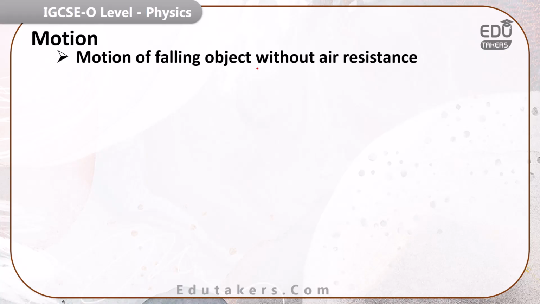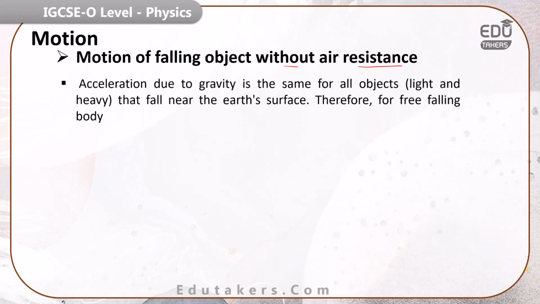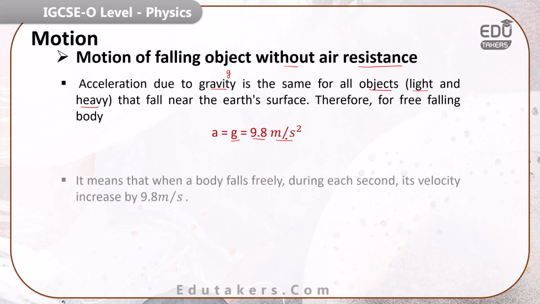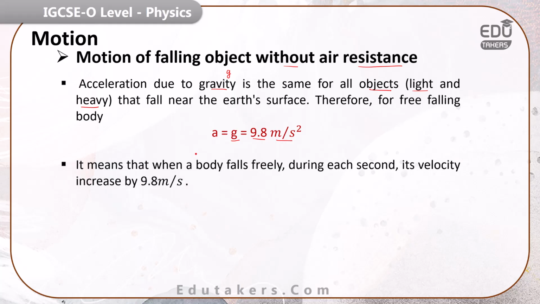Next is the motion of falling object without air resistance. We have to explain it. Acceleration due to gravity means that the gravitational acceleration or free fall acceleration is the same for all objects, either light or heavy objects, when they fall near the Earth's surface. Therefore, for all the free falling objects, the value of acceleration is equal to g, which is free fall acceleration, and its value is 9.8 meter per second square. It means that any object that is moving towards the Earth is falling freely.